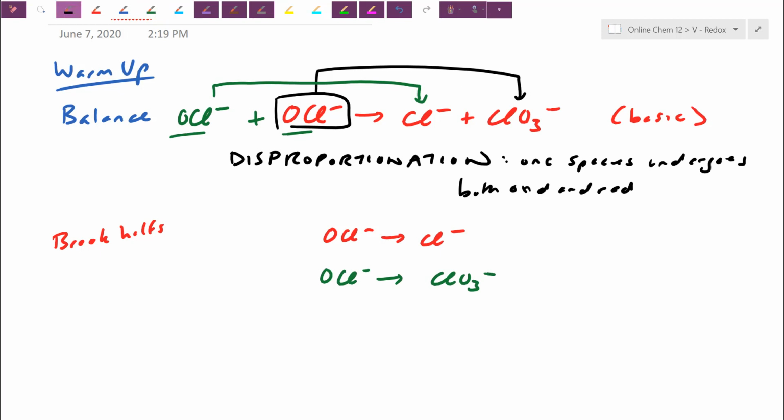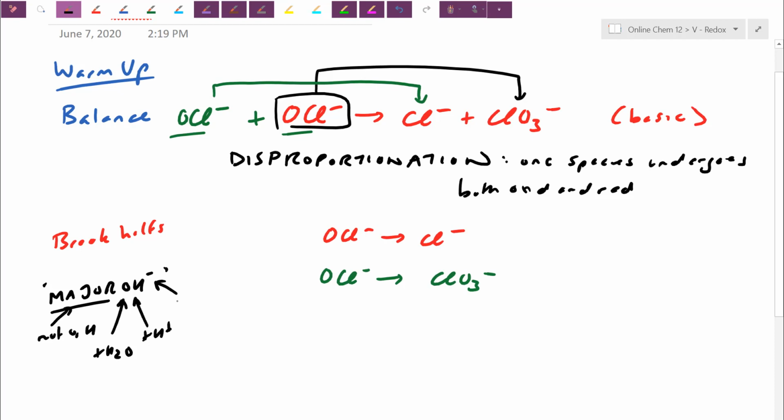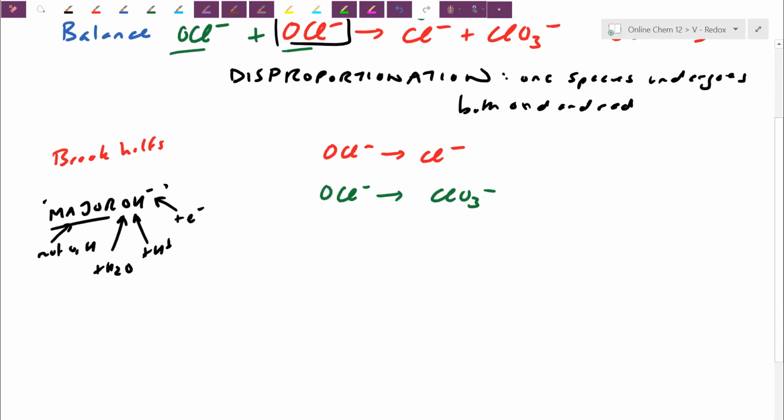Once you've broken up the two half equations, we're going to balance in terms of MOHIC, major, oxygen, hydrogen, charge. So that's going to be just a nice memory aid for yourself. We balance our major atoms, everything that is not O or H. We're going to balance our oxygens by adding water. We're going to balance our hydrogens by adding H+, even though we would be basic. And then we're going to balance our charges by adding electrons. That just allows you to balance each half equation separately. So let's just do some practice here.